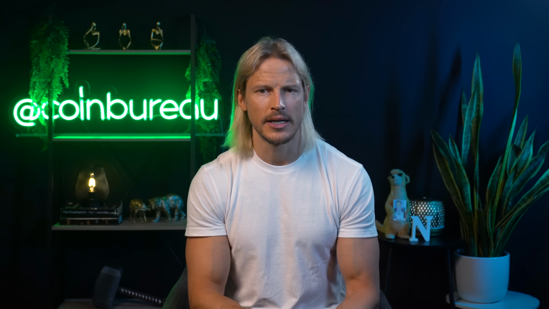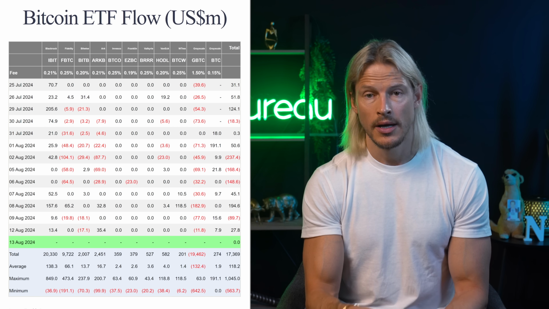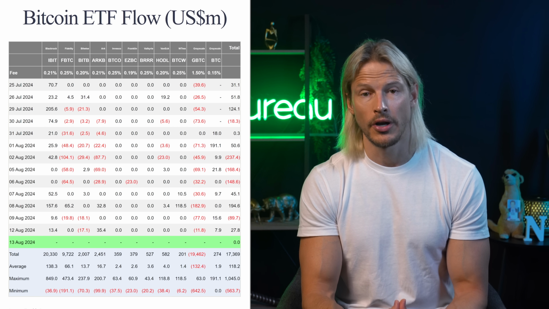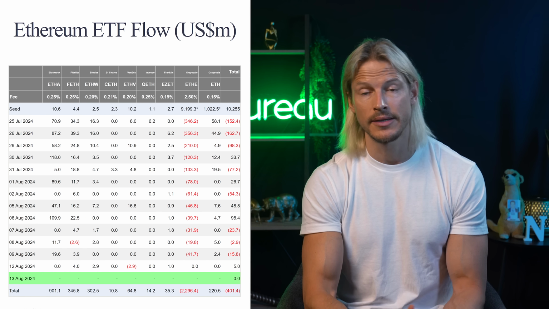There are numerous websites out there that will allow you to track these inflows, but perhaps our favorite has got to be Farside Investors. And we will leave a link to it in the description below. Not only does it give you the daily flows on Bitcoin, but also on the recently launched Ethereum product. Those are just the ETFs though.